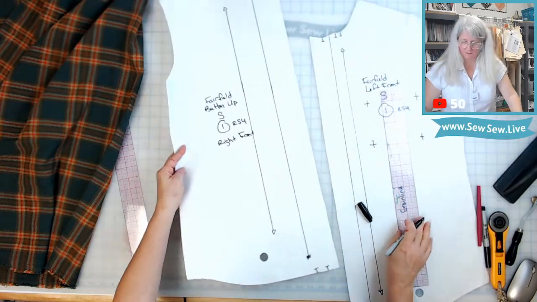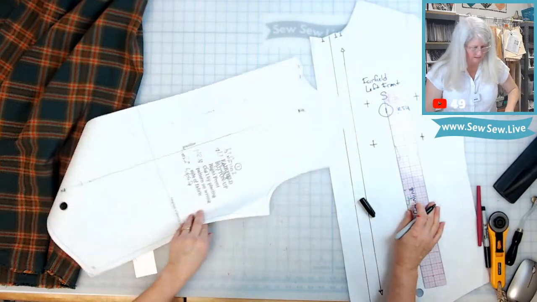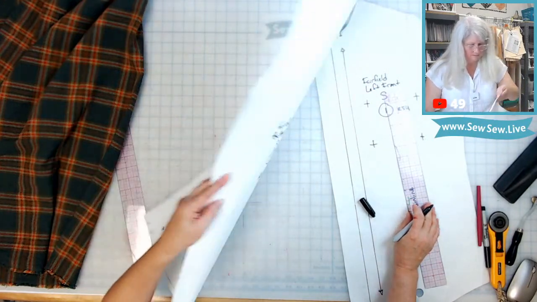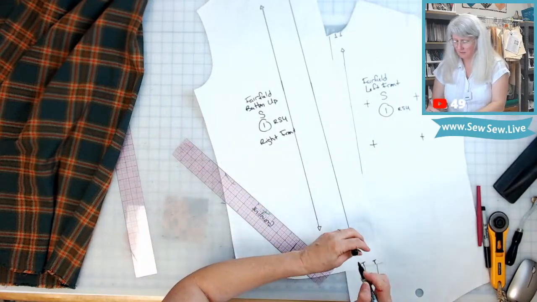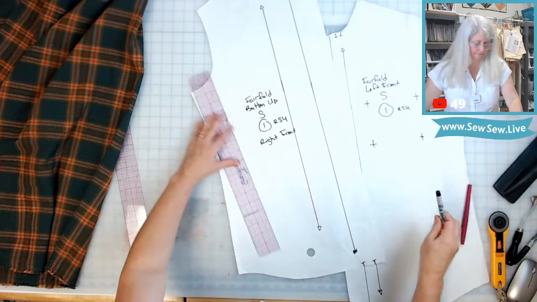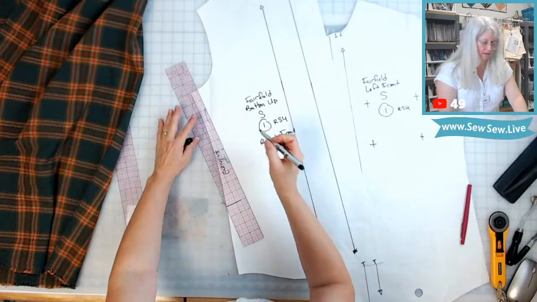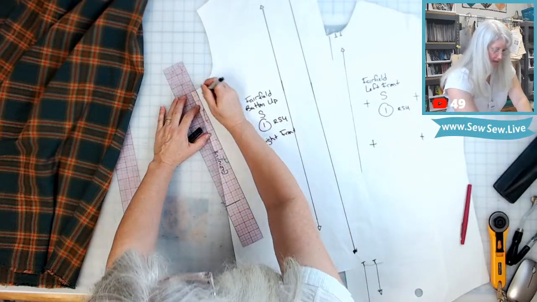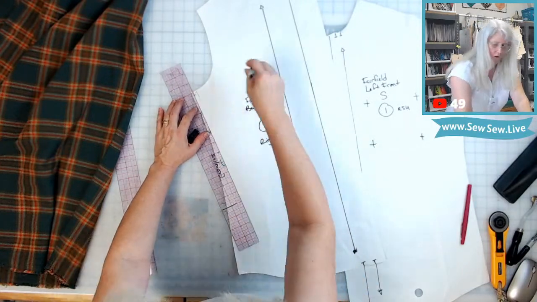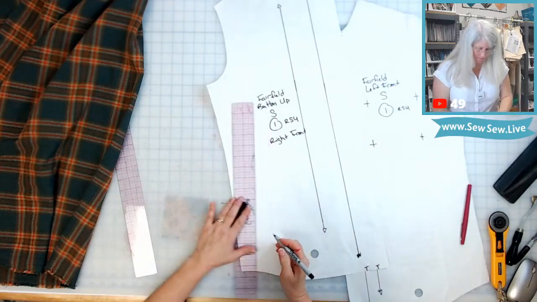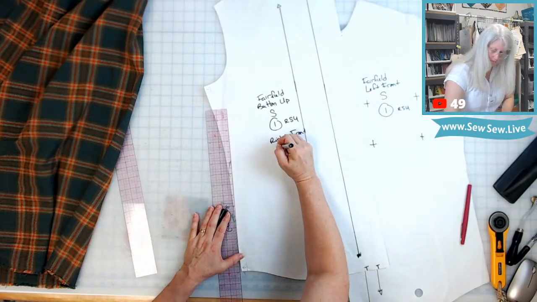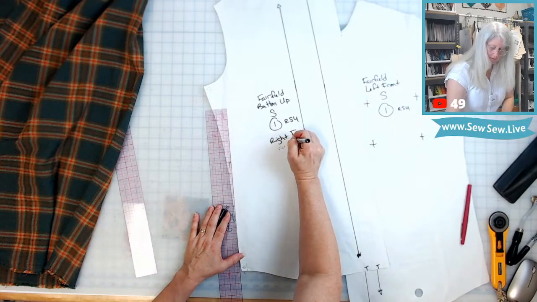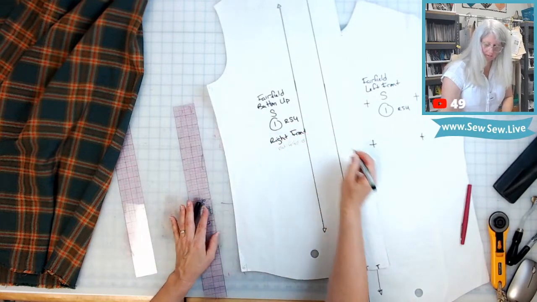All right, and so the last thing I'm going to do is mark the seam allowance on here, on the side seam. I don't think that it's the same on all these edges, so I'm not going to mark them all until I know. And I'm going to write flat felled as a reminder.